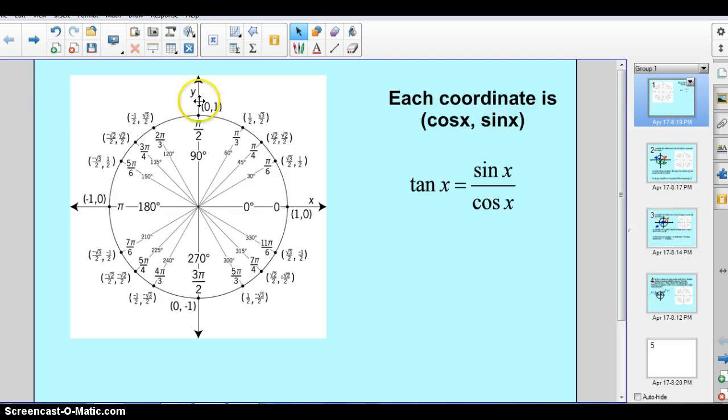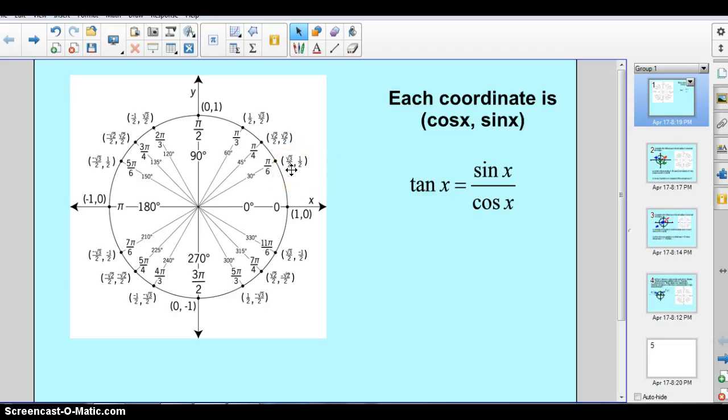So as you can see here, this is what the unit circle looks like. From what I can tell, you've already been shown this. The unit circle can go up by degrees or radian measures. Radian measures are like the pi over 3, the pi over 6. And then each of these has a coordinate pair.